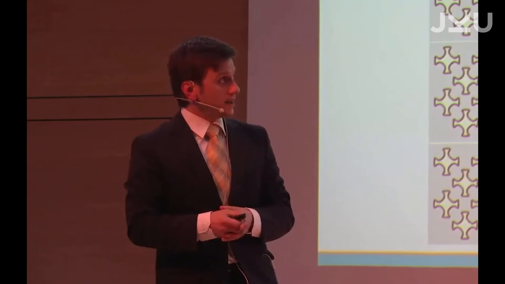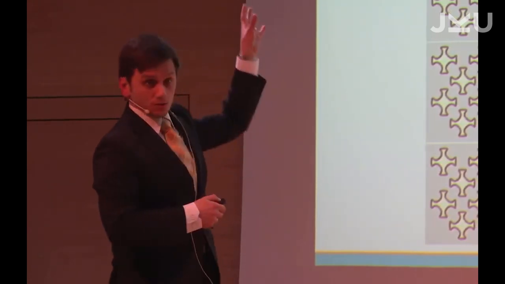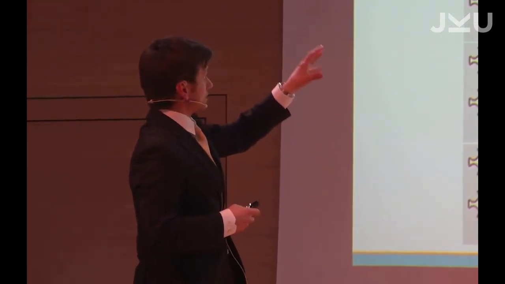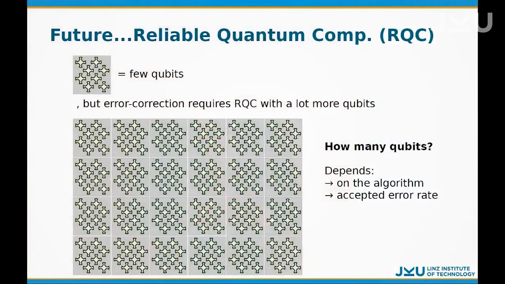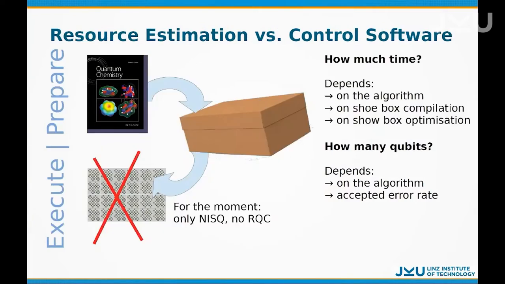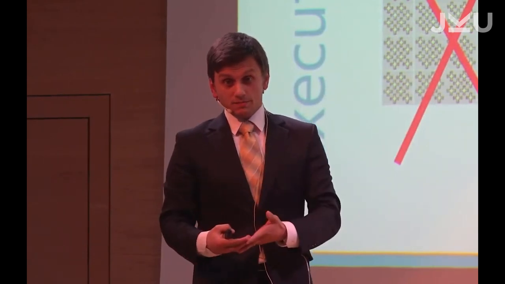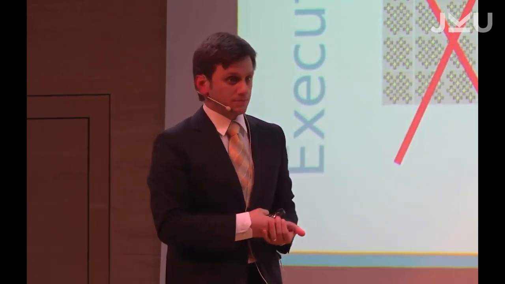The idea is that nowadays you have a few qubits. And in the future, error correction requires a lot of qubits. How many, you don't know, because it depends on the algorithm, it depends on the error rate, the accepted error rate, which you want to use, you can tolerate for your computation. So more or less, the control software cannot work because you don't have the hardware.